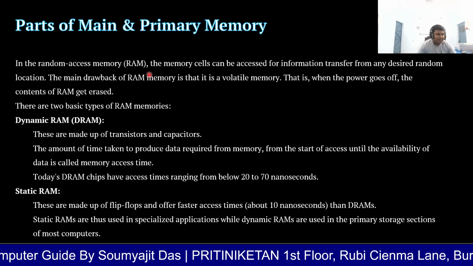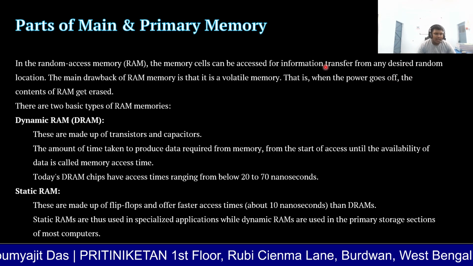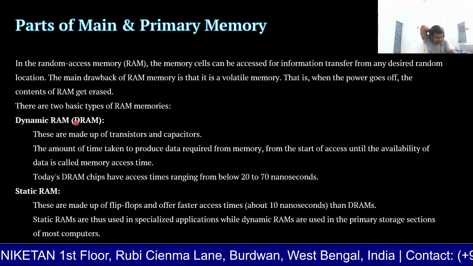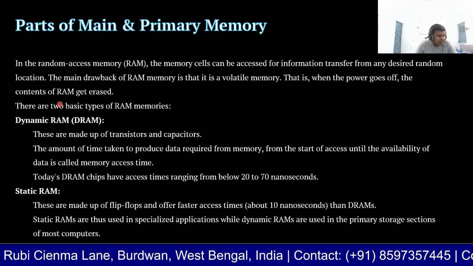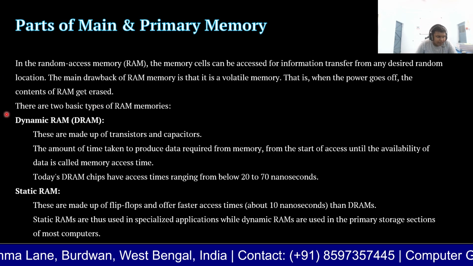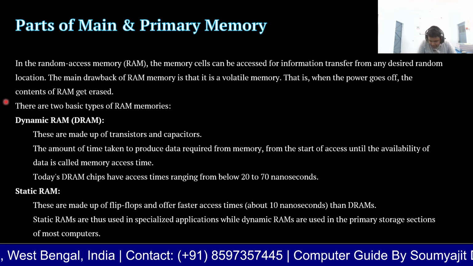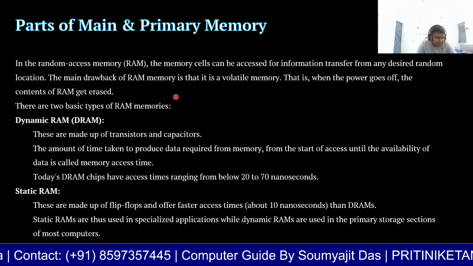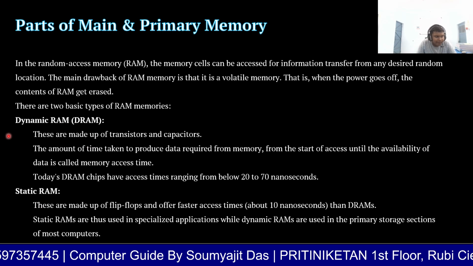In a random access memory, the memory cells can be accessed for information transfer from any desired random location. The main drawback of RAM is that it is a volatile memory. That is, when the power goes off, the contents of RAM get erased. As with registers, when the power goes off, the data is lost. Same thing as we said about RAM. Now there are two types of RAM: dynamic and static.